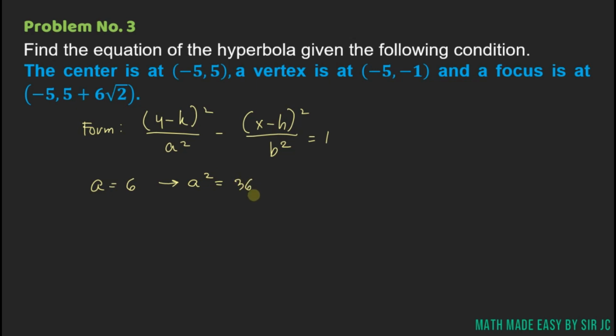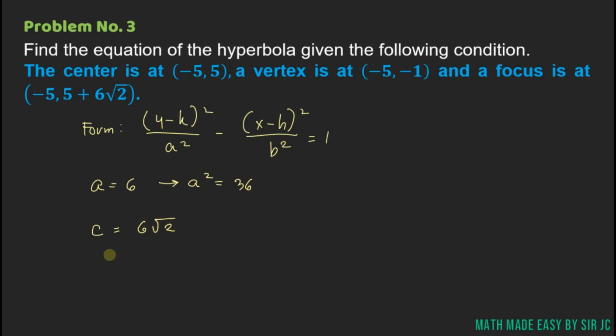Then how are we going to find b? We have to first find the value of c because we have a given focus. We know that c can be found by getting the distance of the given focus from the center. What is the distance of -5, 5 to -5, 5 plus 6 square root of 2? Same x, so we have to consider the y. What is the distance of 5 to 5 plus 6 square root of 2? As you can see, it only increased by 6 square root of 2. We only added 6 square root of 2 to the y-coordinate of the center. Therefore, c is 6 square root of 2.